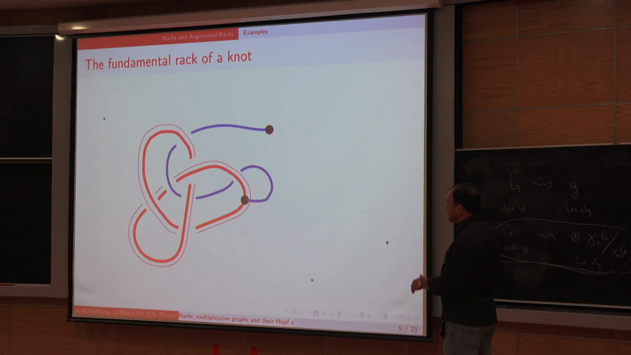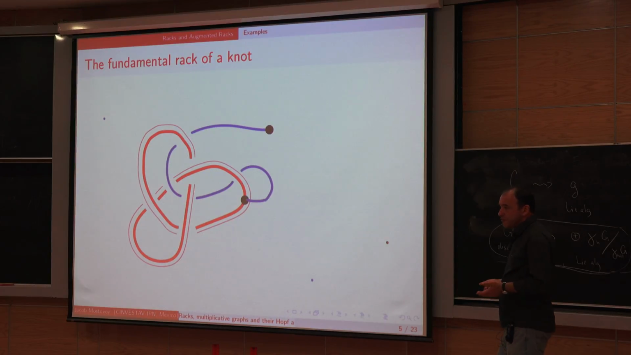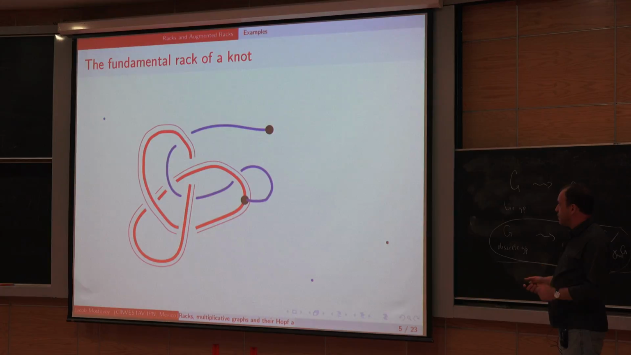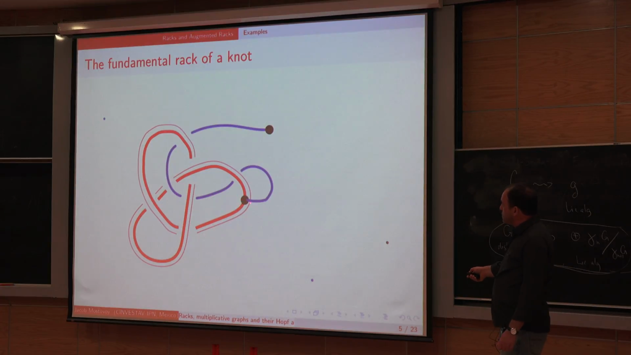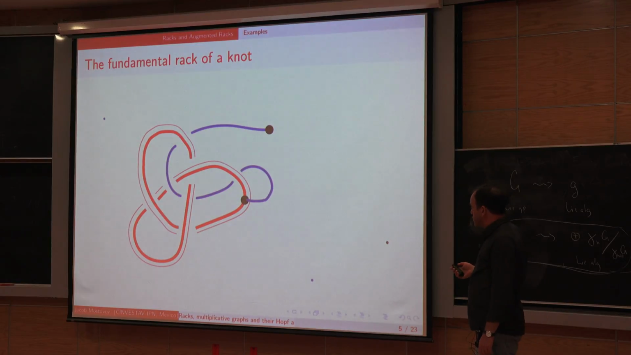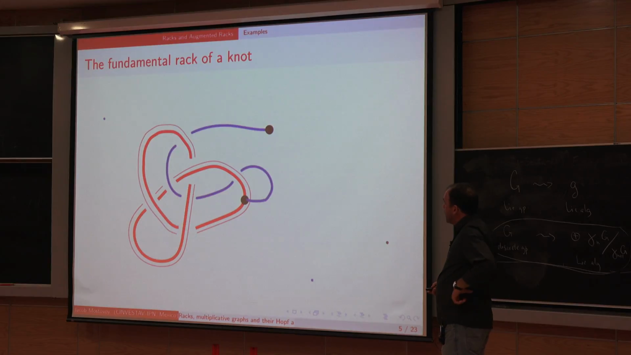We consider these paths up to homotopy, as in the fundamental group construction. Of course, this endpoint can be moved along the knot. This one is fixed, and this one is movable. So the homotopy classes of these paths are the elements of the fundamental rack of the knot.